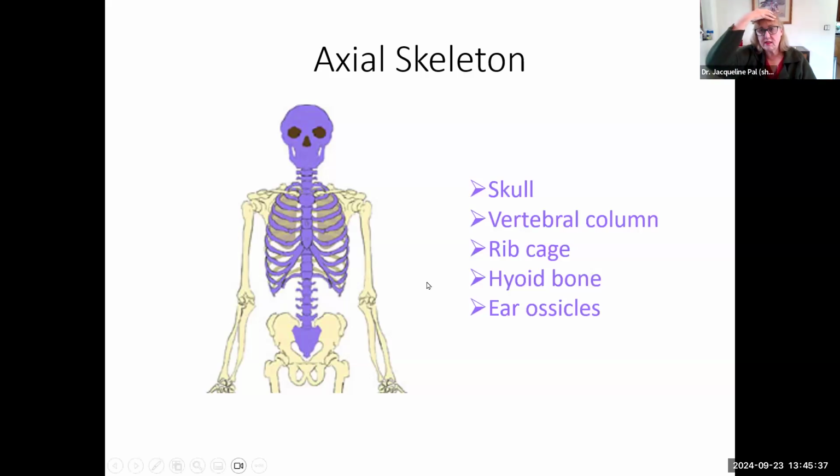It includes your skull, the vertebral column posteriorly, to which the rib cage is attached. The rib cage includes the ribs as well as your sternum. In addition, the axial skeleton will include the hyoid bone and three ear ossicles, which are located in your middle ear, which we'll learn more about when we learn about special senses.